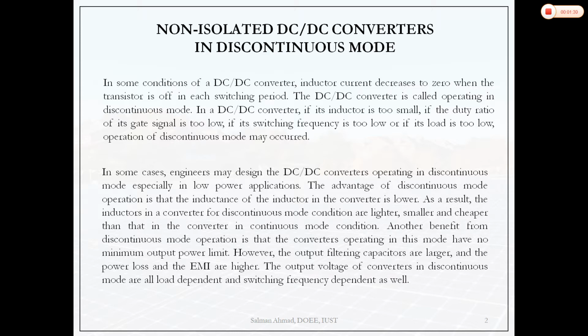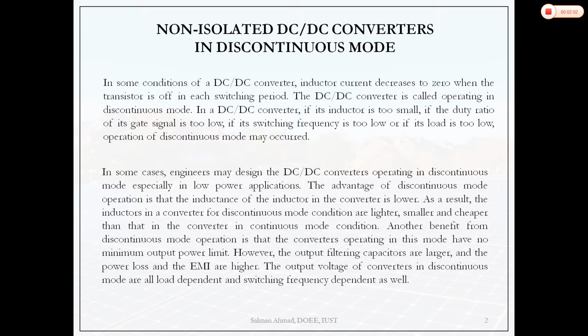So in some cases, engineers may design the DC-DC converters intentionally to operate in discontinuous mode, especially in low power applications, because it will reduce the component size. The advantage of discontinuous mode operation is that the inductance of the inductor is lower. Okay, so that means the rating will be small and the cost will be lower.